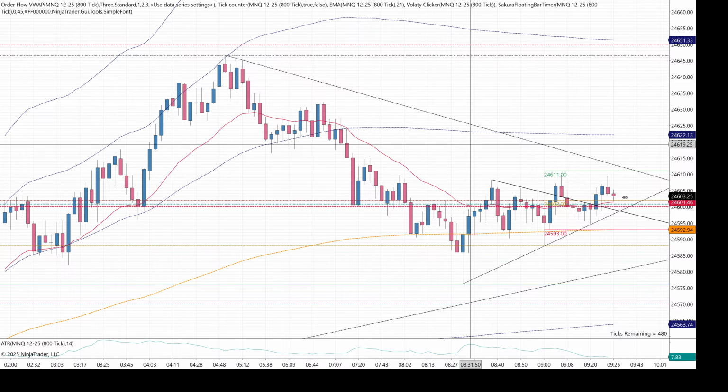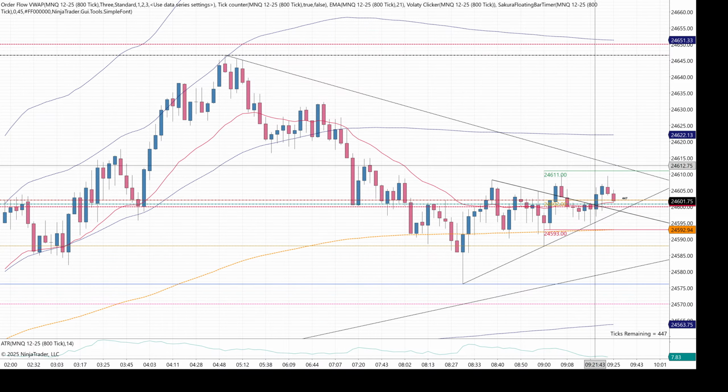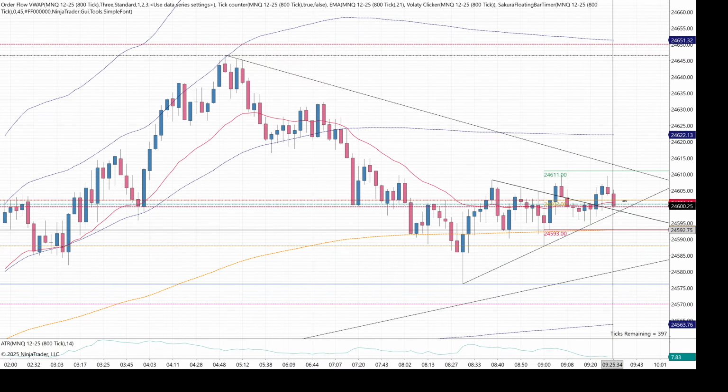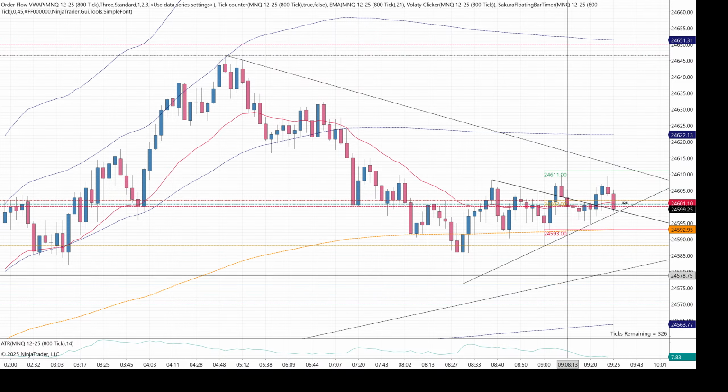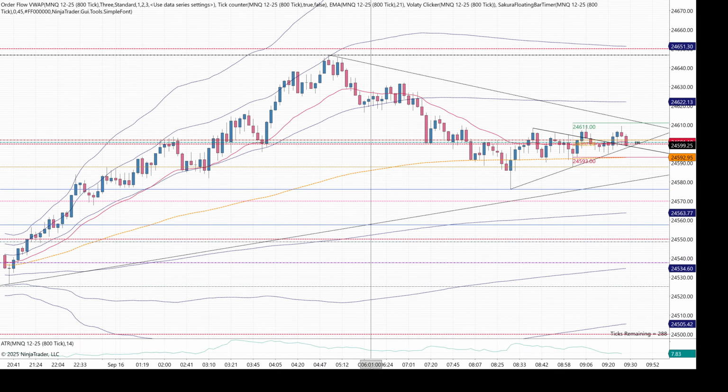I will say the biggest difference between yesterday and today already that I am seeing is we have a pretty big standard deviation level. So we have plenty of room for trades to work. So I'm expecting more volume today.